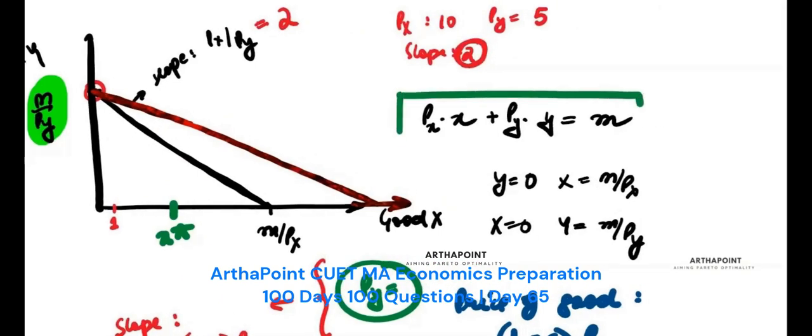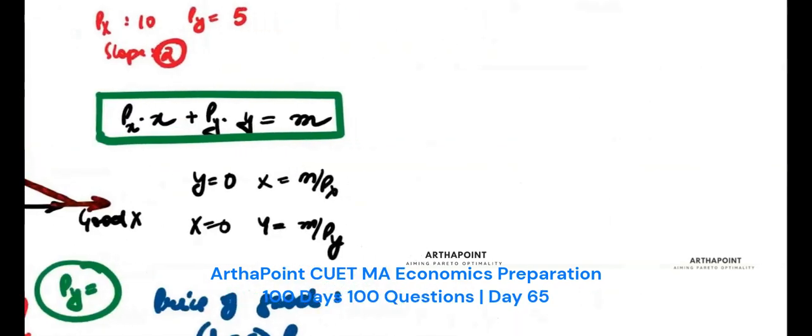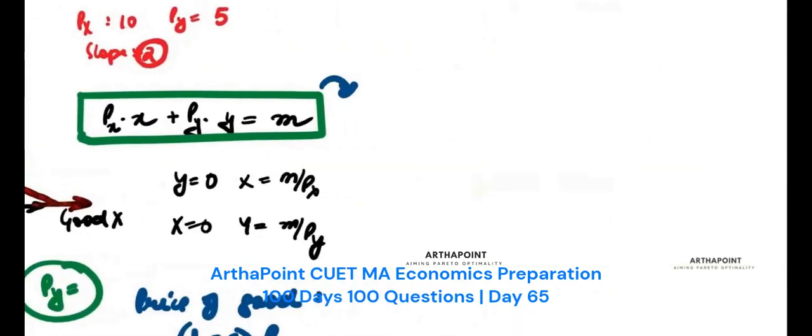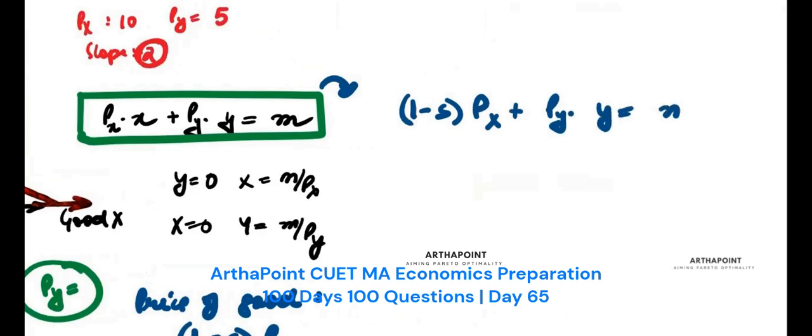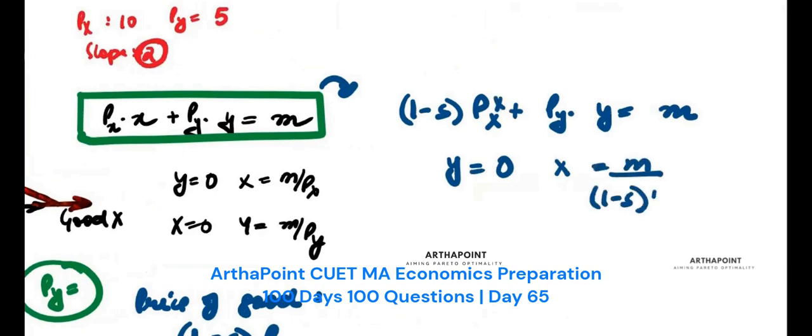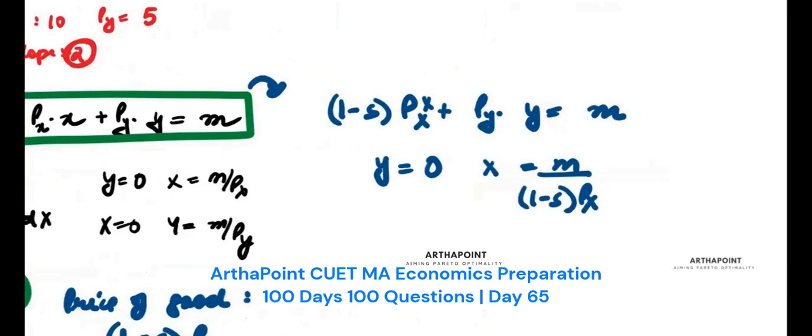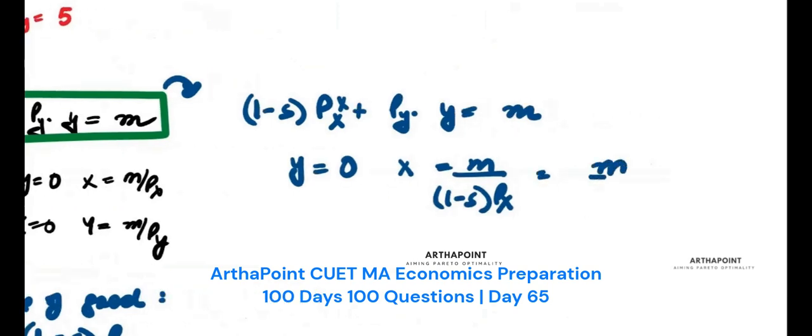the equation of the other budget line also. So you can go ahead and say that the new budget line will be (1 minus S)PX plus PY into Y is equal to M. So when Y is 0, your X is going to be M by (1 minus S) into PX, which means it is going to be your income upon 0.9 into PX.